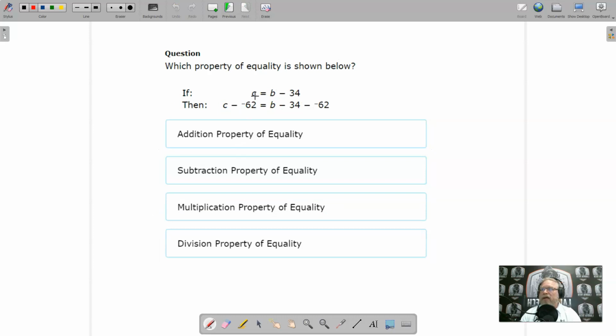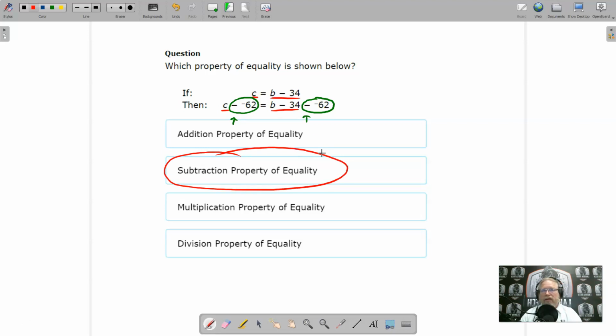And final question, here I have the value of c, the value of c. Here I have b minus 34 and b minus 34. So what are they doing? They are subtracting a negative 62 from it. Here's the tricky thing about it. A while ago we had a problem where it was a negative 30 that was being added. We said it was the addition property of equality. Notice the subtraction sign right here. So we indeed are subtracting. Technically, minus a negative is the same as plus a positive. But since we have the subtraction sign, this officially should be answered as the subtraction property of equality.